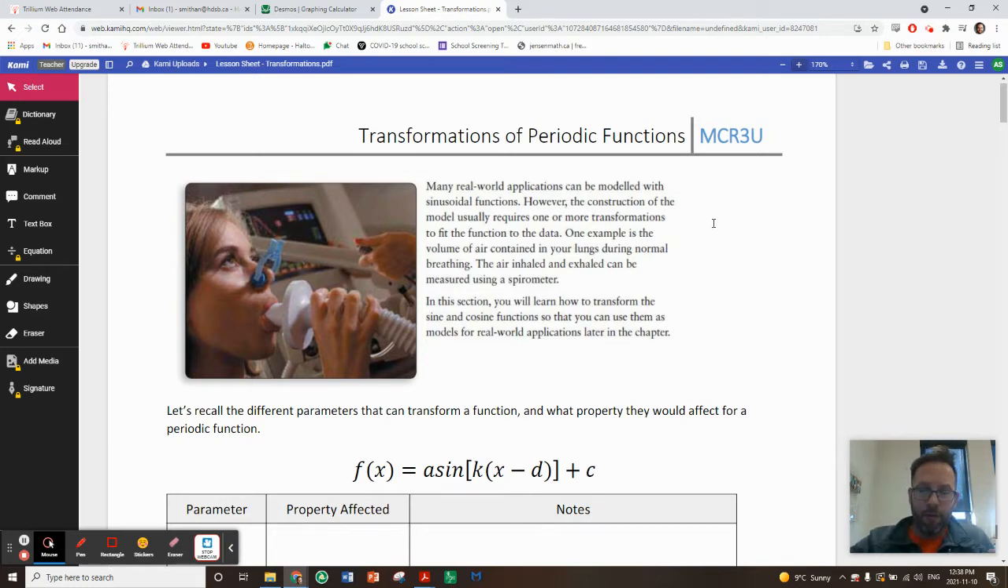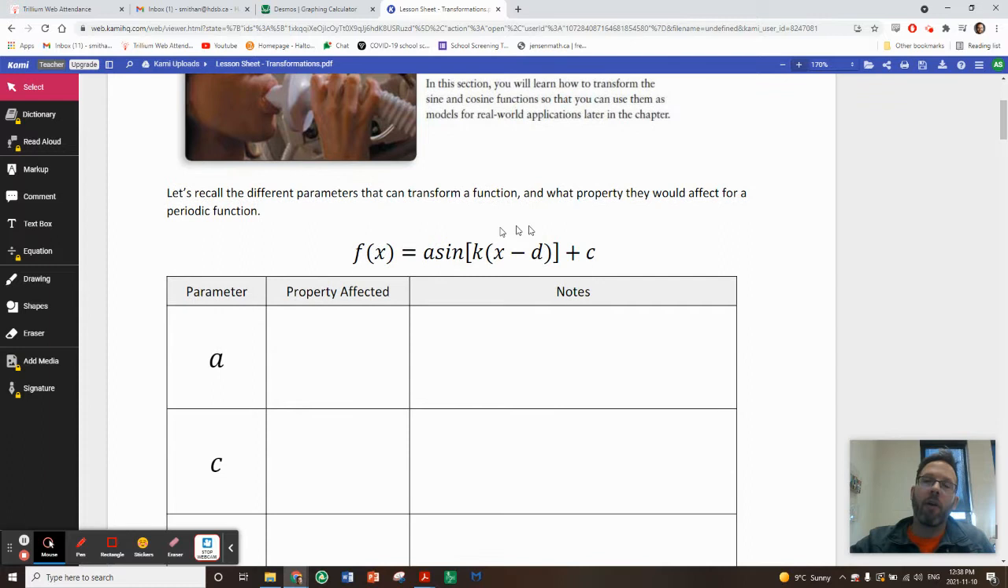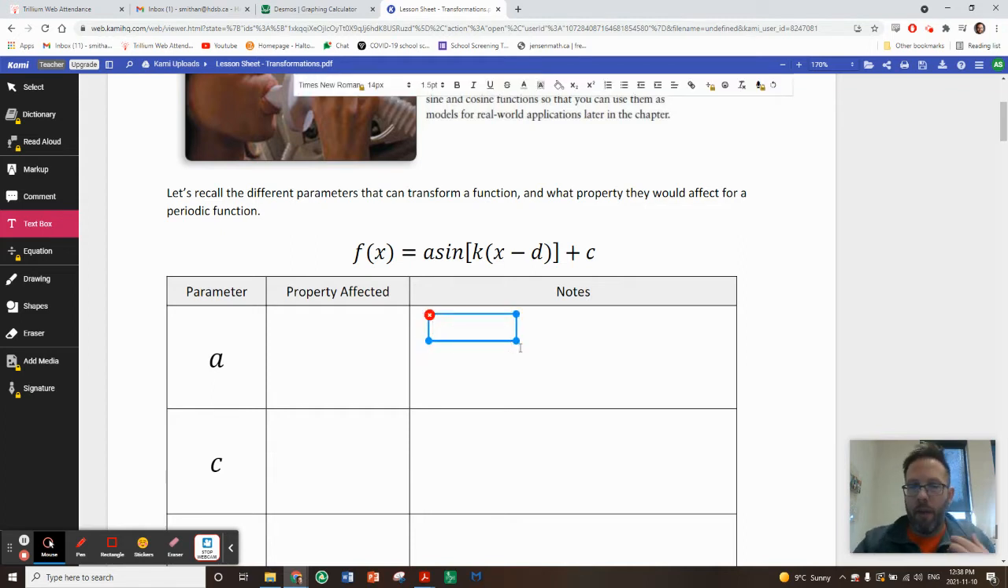In our first lesson, we reviewed some of the basic transformations for the sine and cosine function. Let's review those transformations and which property they affected, and just get a little summary here. So we know that the parameter a, when we multiply a function by a value out front, corresponds to a vertical stretch or compression, depending on if the size of a is bigger than 1 or less than 1.